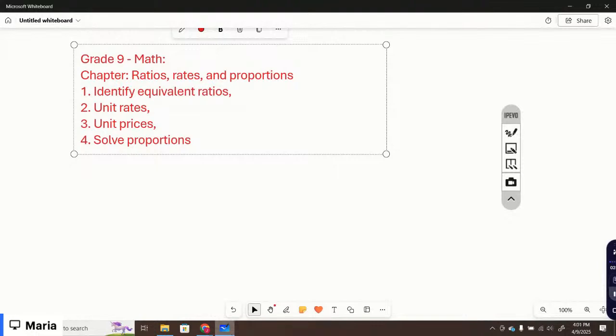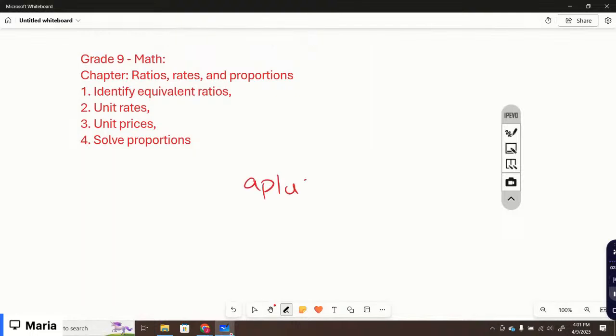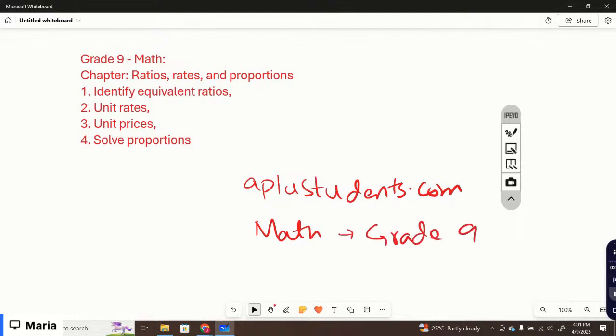We are here for grade 9 math. You can find all the lessons on students.com. You have to log in there using your email address and the password provided by the administrator. Then, from the subject tab, scroll down to grade 9 math, and then click on view all lessons. And there you can find a list of the chapters.